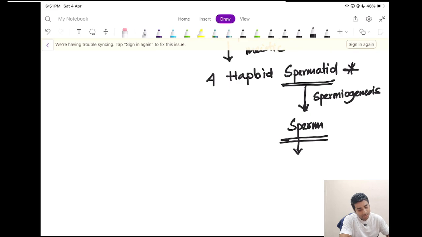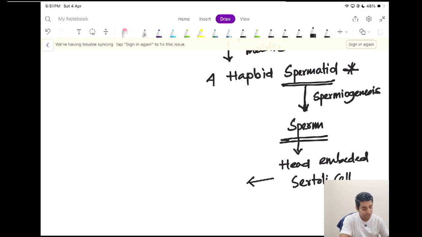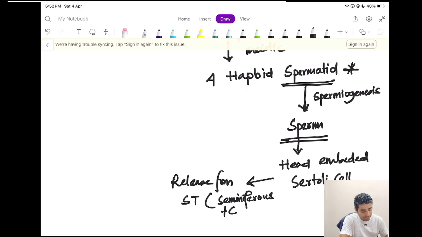Now the sperm has a head. That head will be embedded in the Sertoli cell, because the Sertoli cell gives nutrition to the sperm. Once it becomes motile and gets the nutrition, definitely it is finally released from the seminiferous tubule. Remember, seminiferous tubule. Everything occurs in the seminiferous tubule. And that process of releasing, we call spermiation.